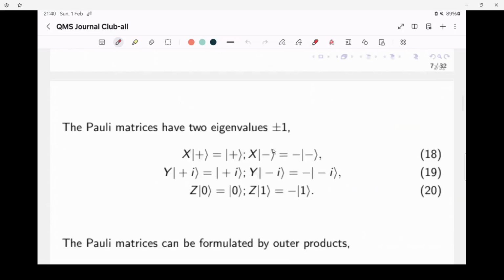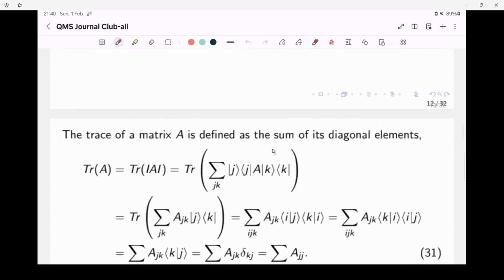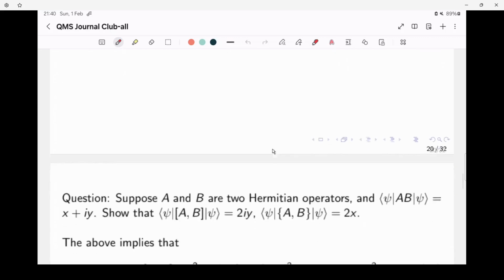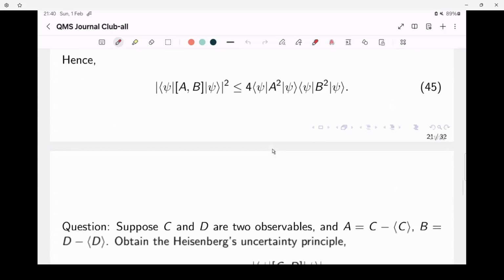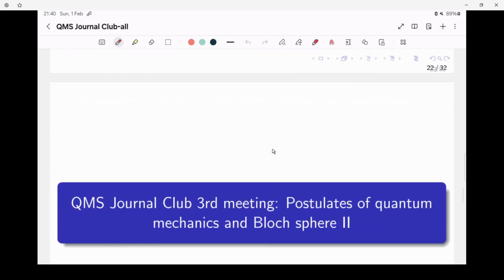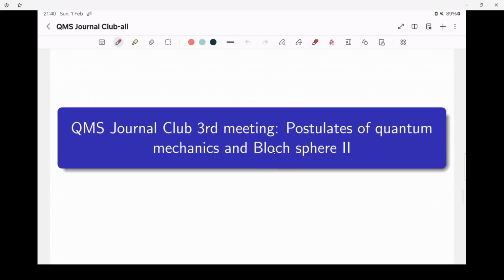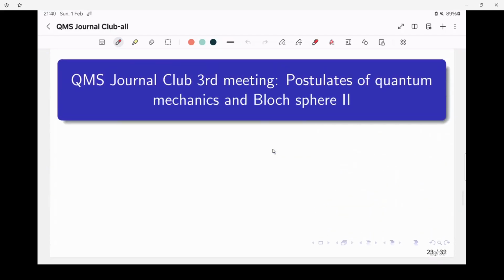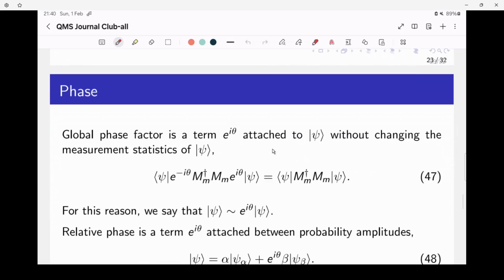So today we are supposed to cover the fourth one, and then we move on to the next few topics according to what I have outlined in the group chat. So before we go into the final postulates, we look at what we call a phase. I hope everyone can see my screen and listen to what I say.